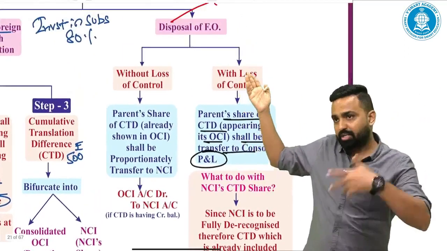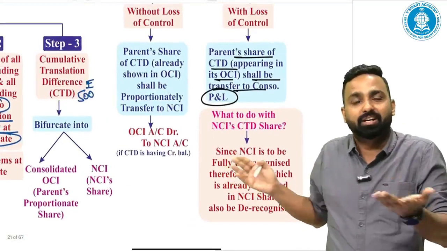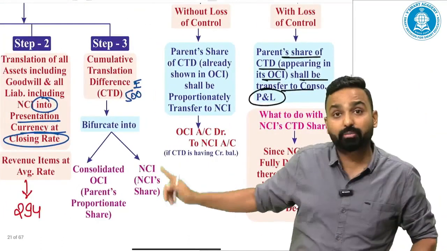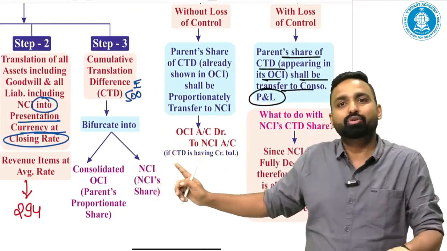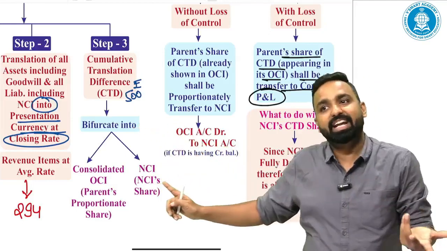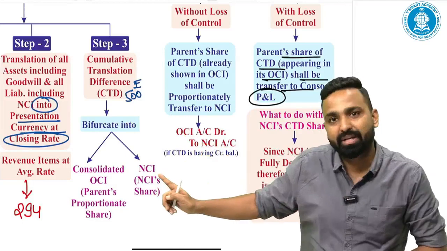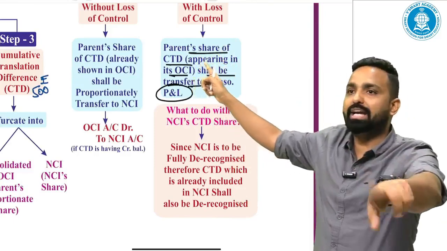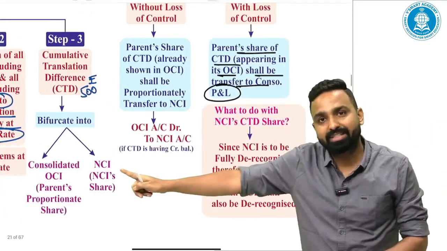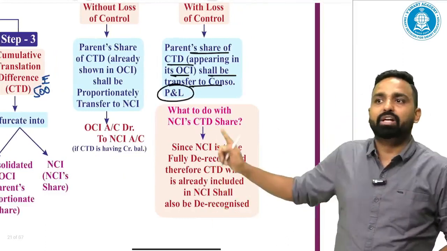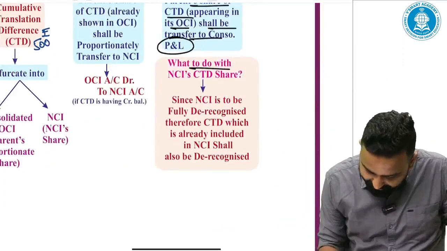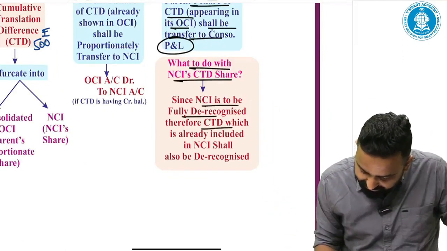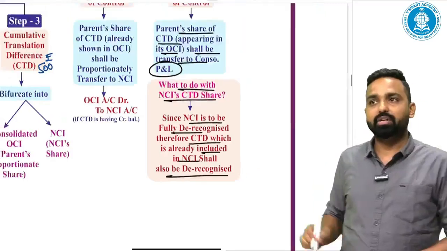Now, since you have lost the control in a subsidiary, definitely you have to de-recognize the net assets of subsidiary, de-recognize the NCI of subsidiary, de-recognize everything. So, sir, what about the exchange difference pertaining to NCI? See, you have to de-recognize the entire NCI. So, by de-recognizing the entire NCI, the exchange difference pertaining to NCI will also be de-recognized. Okay, so the exchange difference which is appearing in holding company's OCI to be reclassified to P&L. Exchange difference pertaining to NCI will be de-recognized in the form of derecognition of NCI. What to do with the NCI's cumulative translation difference share? Since NCI is to be fully derecognized, therefore CTD, which is already included in NCI, shall also be derecognized. I hope you got the point.